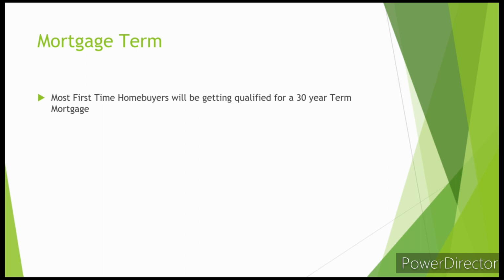So next up is our mortgage term. Most first-time home buyers will be getting qualified for a 30-year term mortgage. That's pretty standard. Most homeowners in general are going to do a 30-year term mortgage. So we're going to keep that standard policy going across here. We're going to use a 30-year term in our actual example as well.